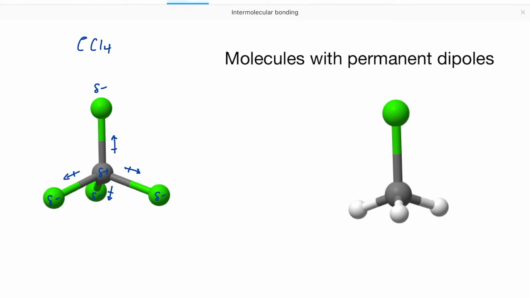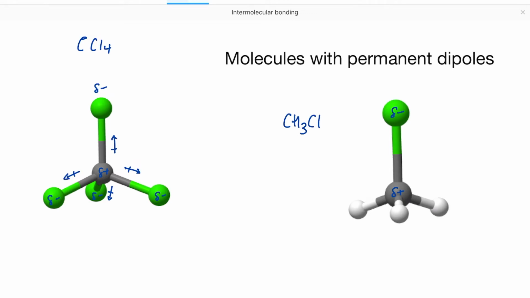Let's compare that with chloromethane, CH3Cl. In this molecule here, I have got a polar bond because chlorine is considerably more electronegative than carbon.